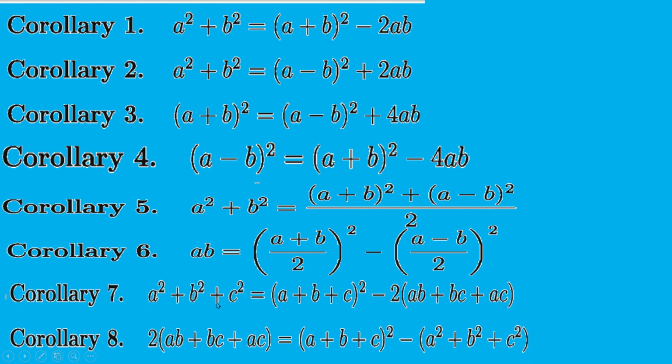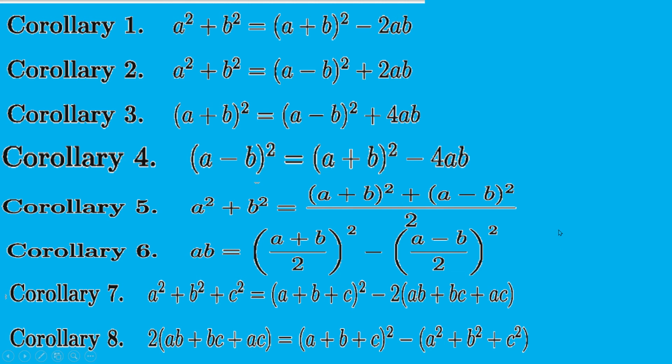7. a square plus b square plus c square is equal to (a plus b plus c) whole square minus 2 into (ab plus bc plus ac). 8. 2 into (ab plus bc plus ac) is equal to (a plus b plus c) whole square minus (a square plus b square plus c square).